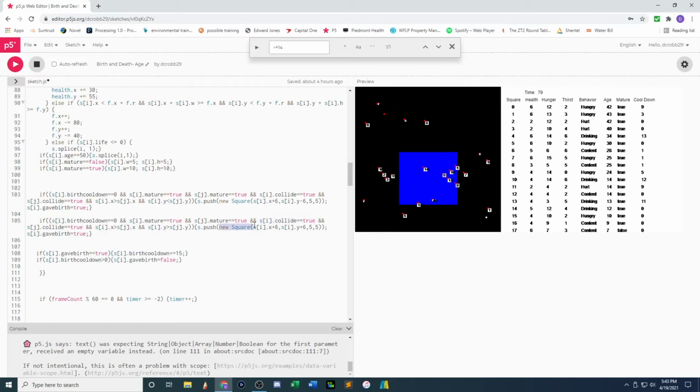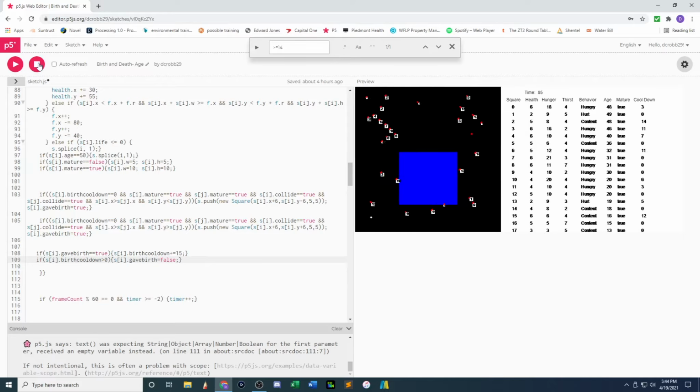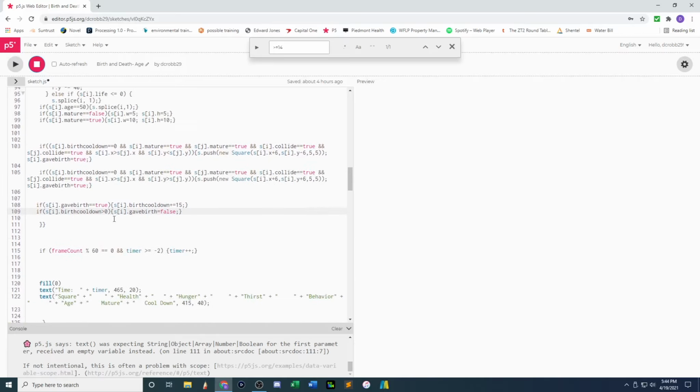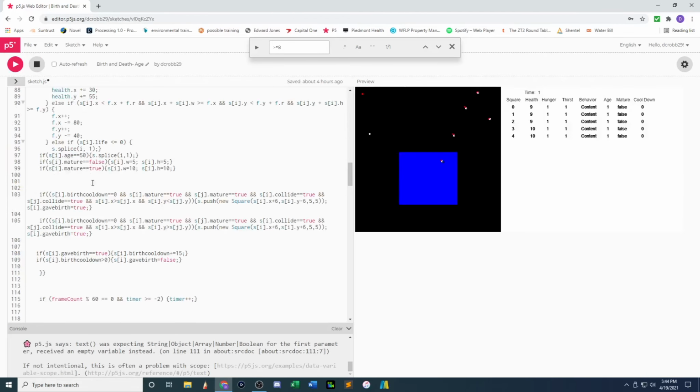We push a new square into the array, which is what you're seeing. Yes. And give birth equals true at that point. So if give birth equals true, then the birth cooldown adds 15. Then if it's above 0, give birth equals false because you can't. Okay, well, how about that? We are going. Where is this again? Greater than or equal to 8, right? We'll do 11, like a happy medium, maybe. I don't know.